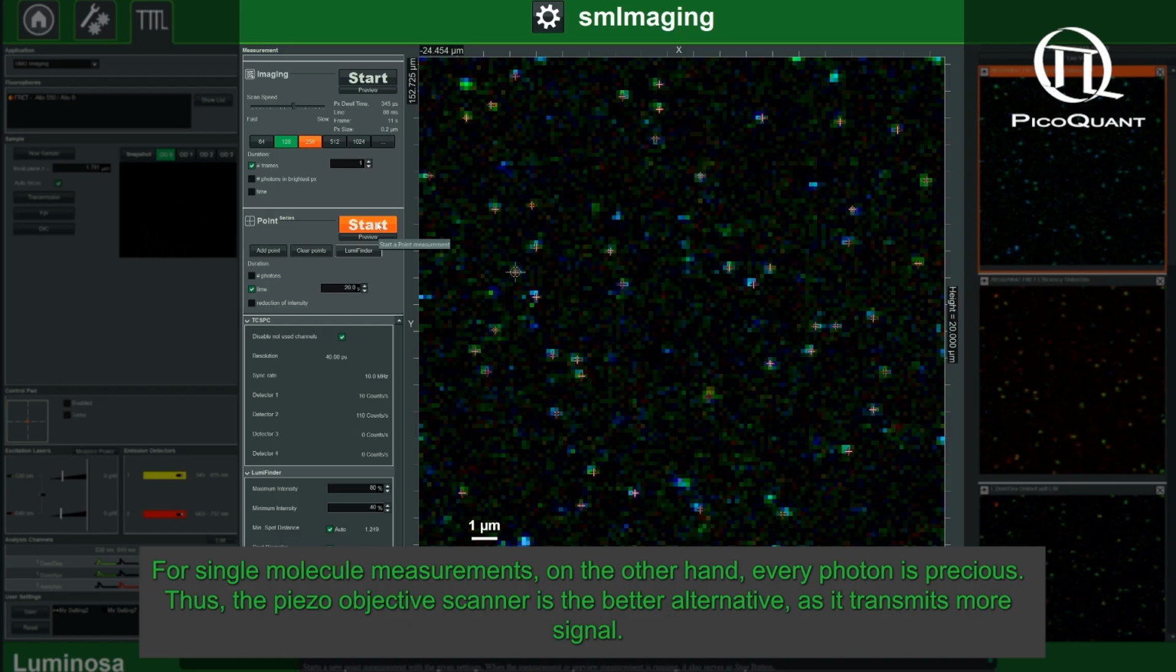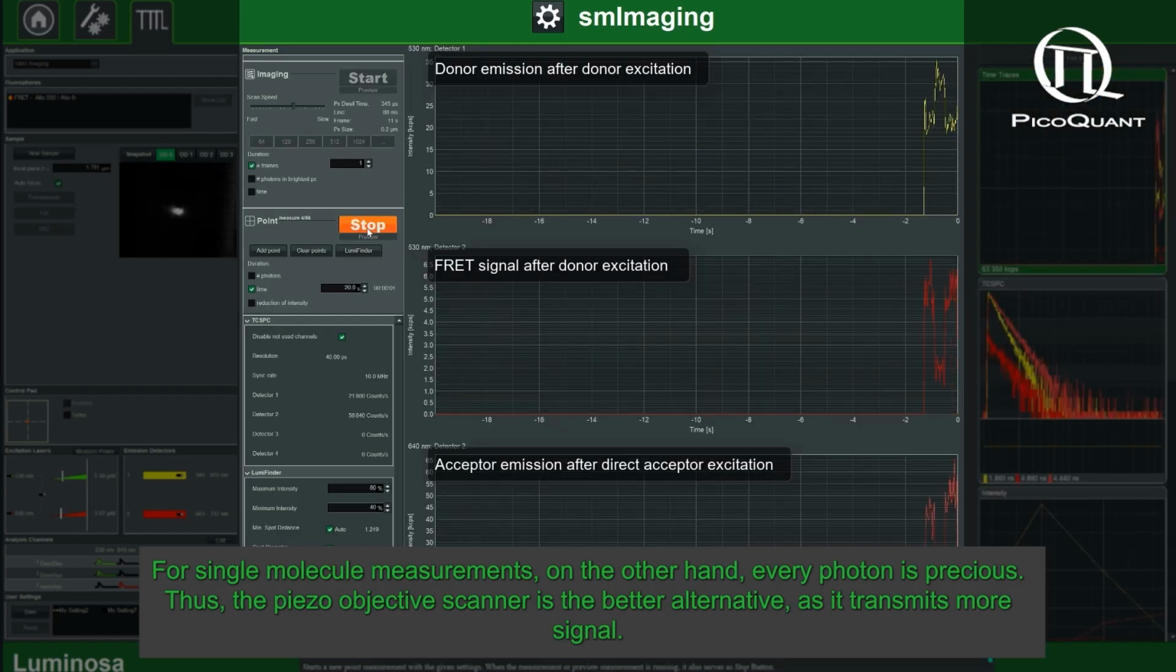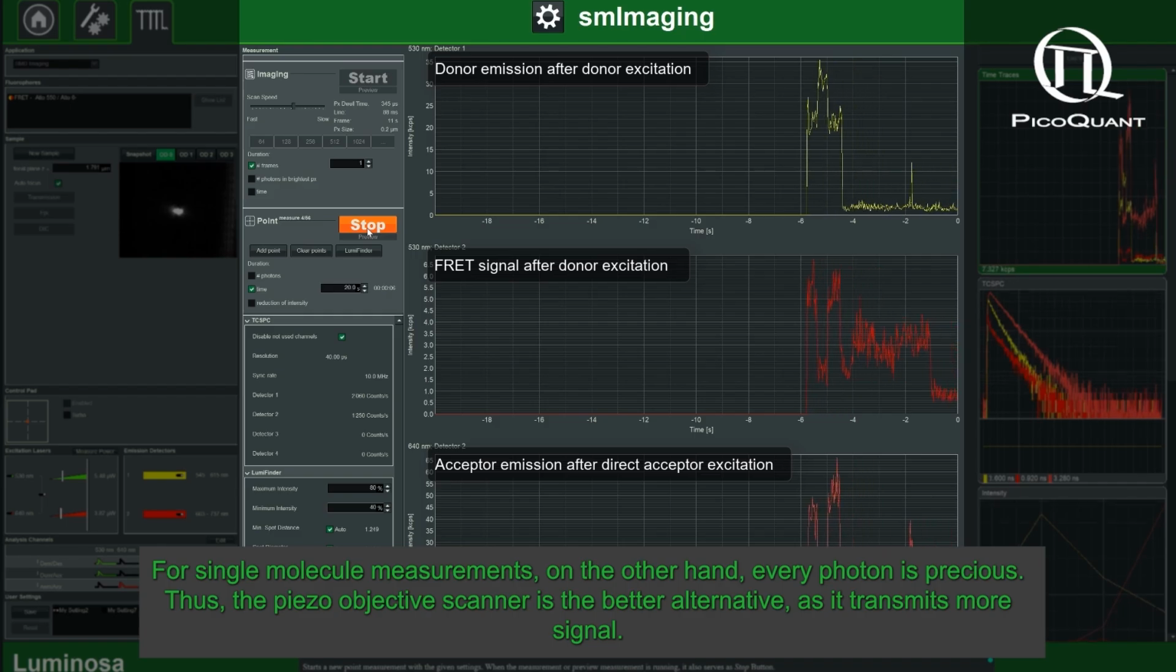For single-molecule measurements, on the other hand, every photon is precious. Thus, the piezo objective scanner is the better alternative, as it transmits more signal.